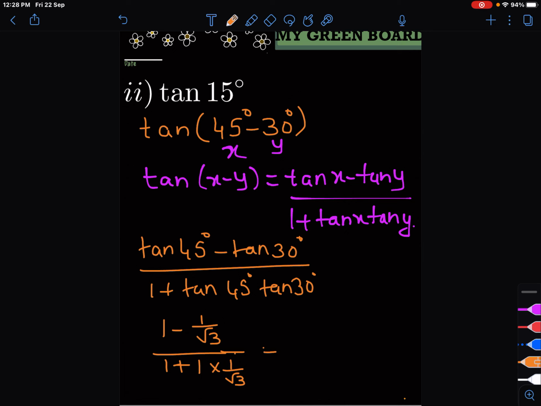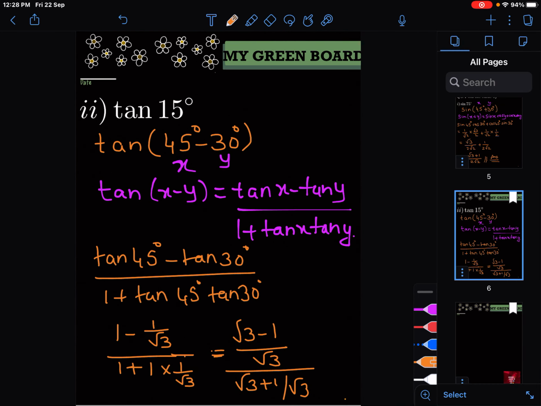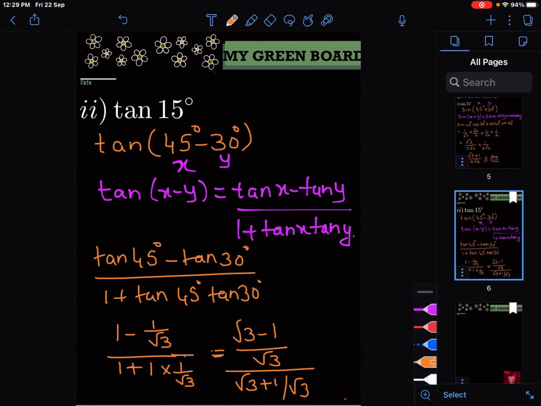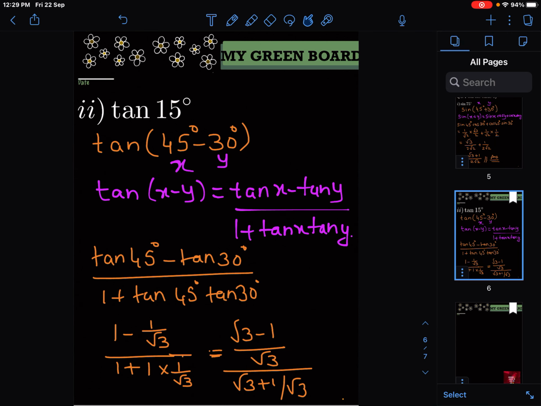So now the numerator becomes root 3 minus 1 by root 3, and the denominator will become root 3 plus 1 by root 3. Okay, got it? Now we can write this from the previous thing. I'm just going to the next page.